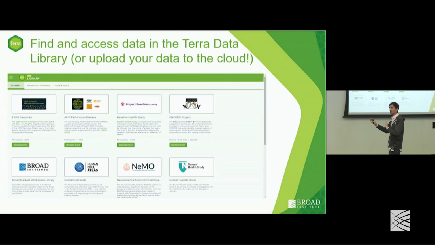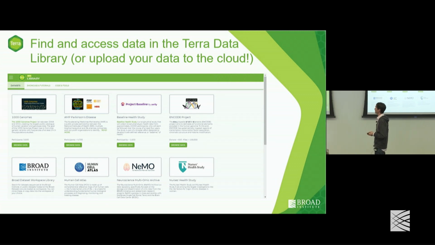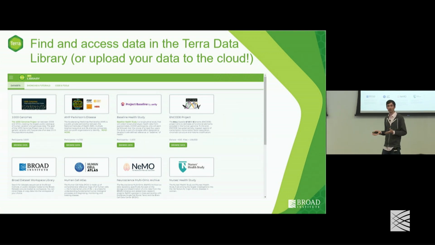Just a quick look at some of those things more in depth. So in the data library section, you can find data sets. These are just kind of a sampling at the top of the page of what's either there already or coming soon. Or of course, you can bring your own data to the cloud. You can upload your data to a Google Cloud storage bucket that's associated with your workspace. We'll hear more of those terms coming soon.